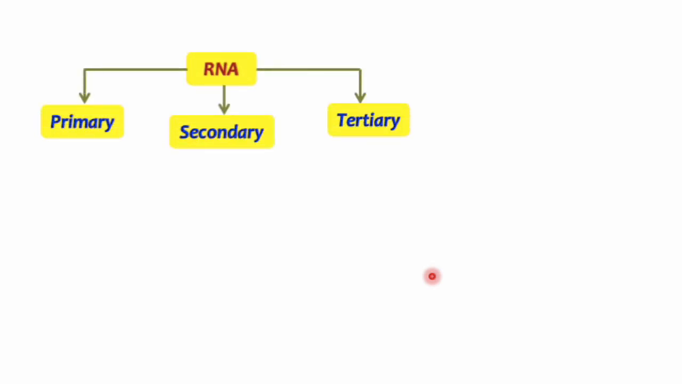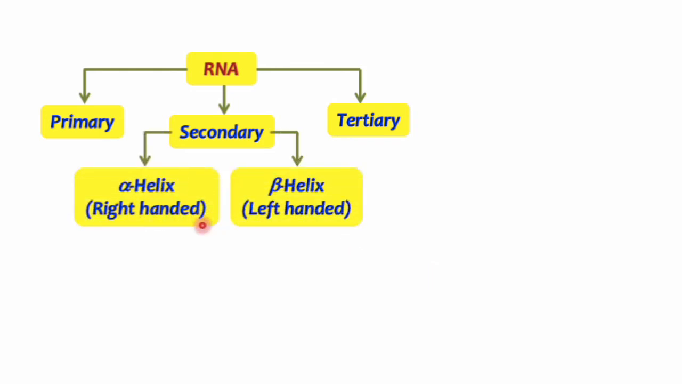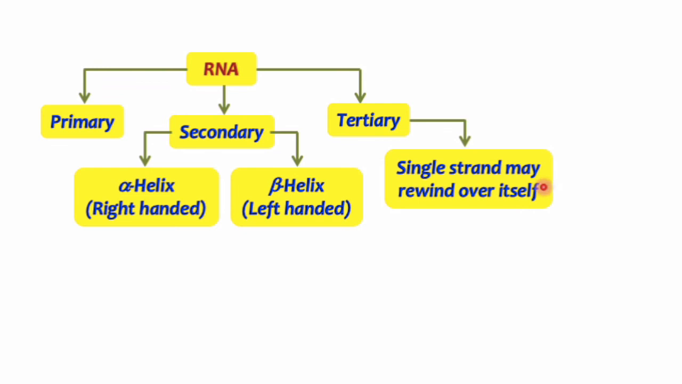And when it comes to RNA, RNA will have three kinds here, primary, secondary and tertiary. Okay. The secondary would have alpha helix going through right-handed helix, beta helix making a left-handed helix. Not in the syllabus, all you need to know is just RNA is categorized into primary, secondary and tertiary. That's all it is. See, generally tertiary, if you check out, it will have single strand that may be rewind over itself. Okay.